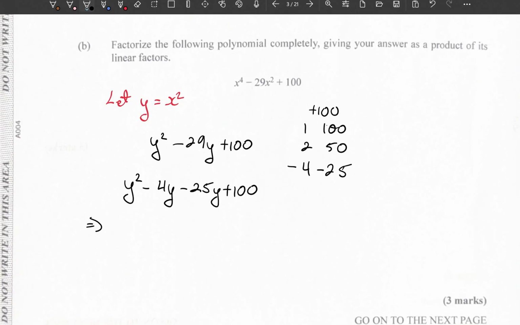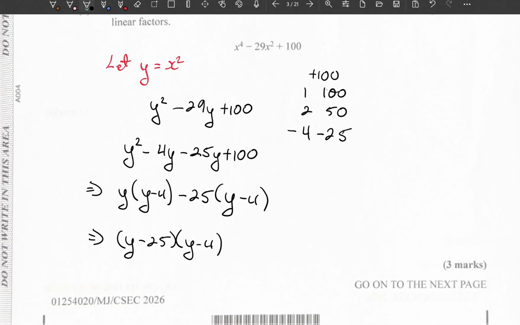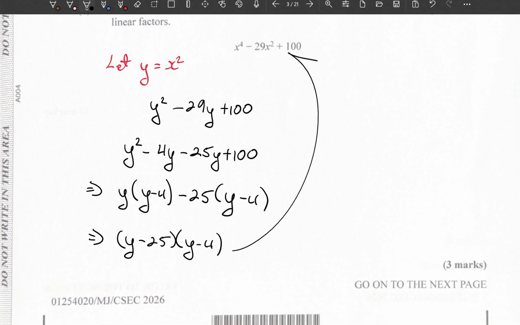Right, so we would then have y into y minus 4. Then we have minus 25 into y minus 4. We then get y minus 25 into y minus 4. Right, so at this point now, we could go ahead and finish up this factorization by resubstituting the values for y.